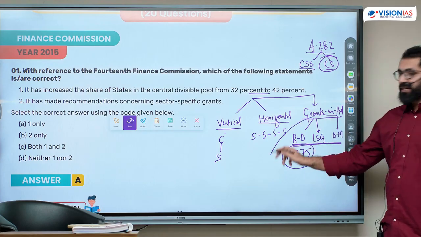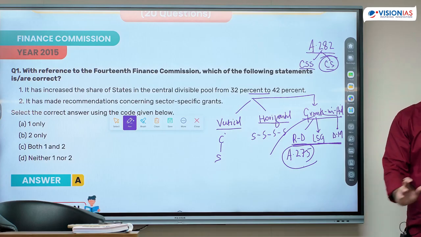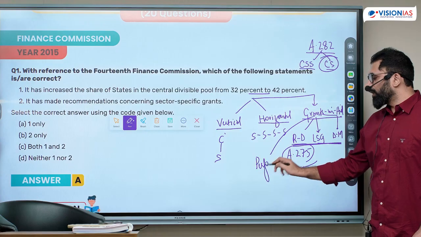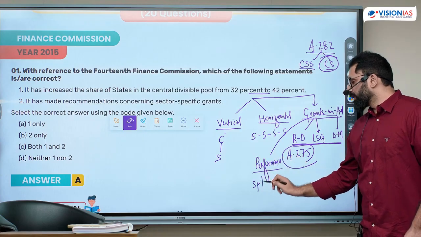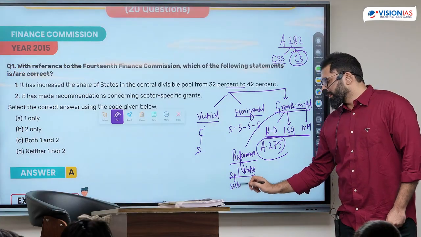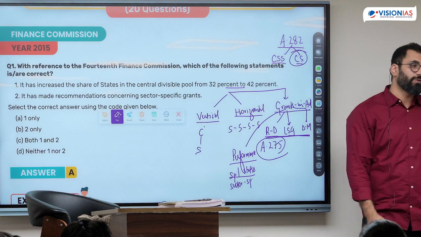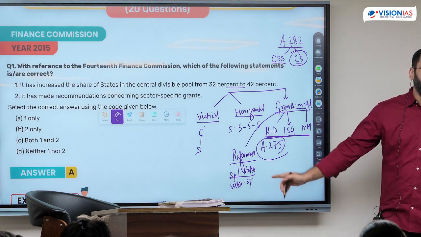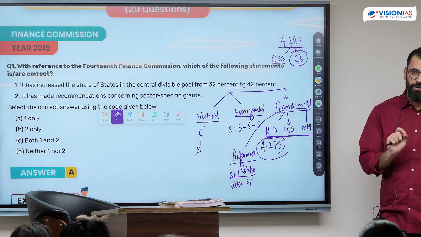Apart from that, they can create criteria on what exactly more grants they can give. For example, the 15th Finance Commission said that we are going to give grants related to performance. They also gave grants to certain special states, and they also had sector specific grants, on say health, education, law and order. In fact, one of the states is complaining they have not got the health grant which has been promised by the Finance Commission. This is an issue right now.